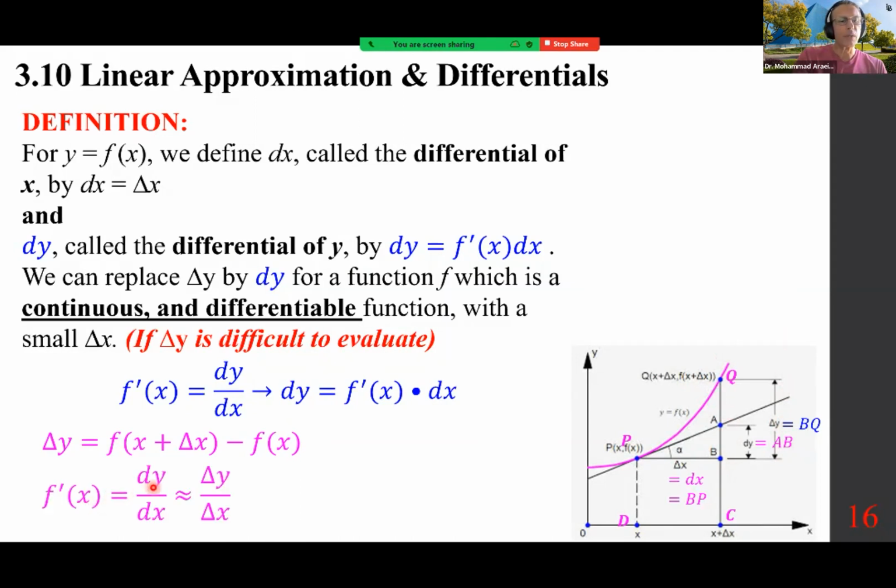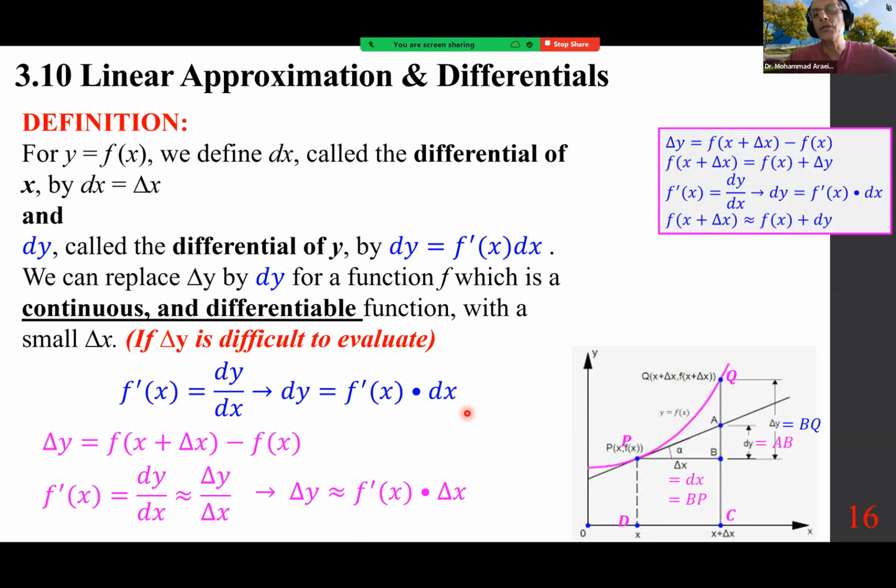We know f prime is dy dx. If we approximate it by delta y over delta x, we can say delta y is the product of f prime of x and delta x. Instead of f prime of x and dx, we can use dx or delta x. They're identical.